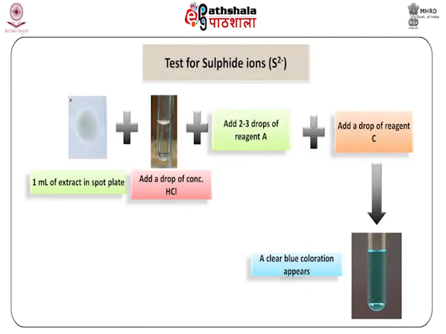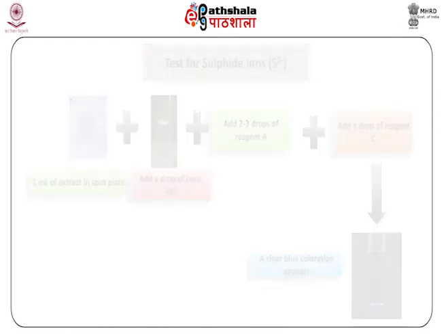To conduct the test, place a drop of alkali extract on a spot plate. Add a drop of concentrated hydrochloric acid and mix it properly. Add 2 to 3 drops of reagent A to it, followed by a drop of reagent C. A clear blue coloration appears after a short time.